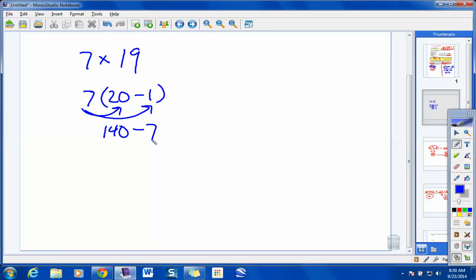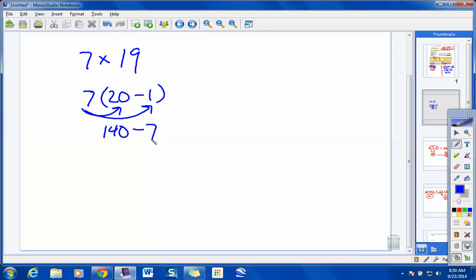I already told you the answer. 133. 133, okay? Is it easier to think about the first one, multiplying it in your head, or is it easier to think about the second one? Second one, isn't it? Okay, Maddie, question?